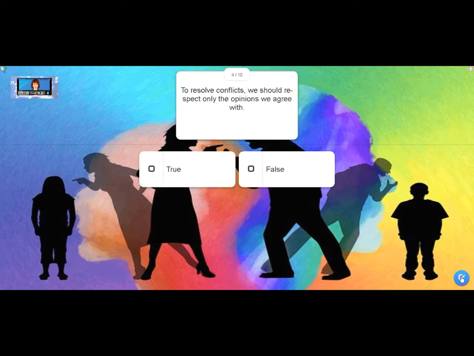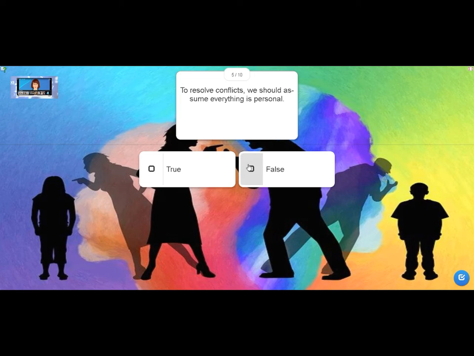To resolve conflicts, we should respect only the opinions we agree with. This is also false. We all have different opinions. We feel differently about different things. So we should never respect only the opinions we agree with. We should respect everyone's right, everyone's freedom of thought.